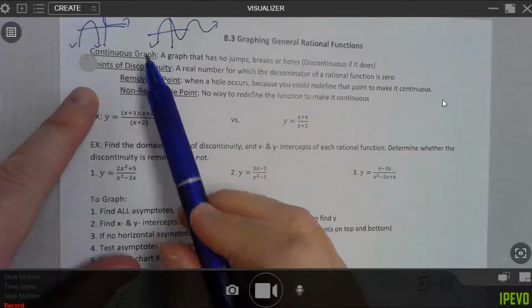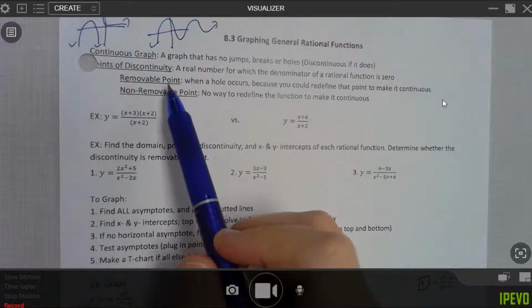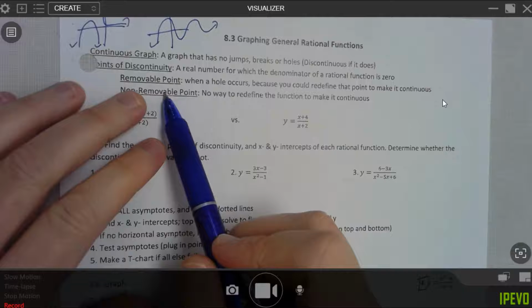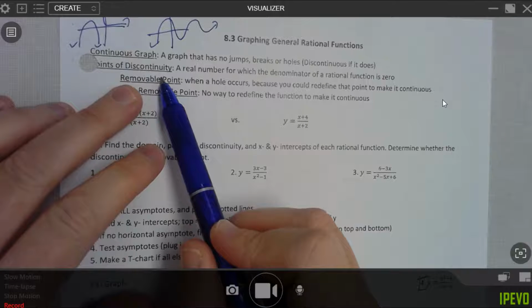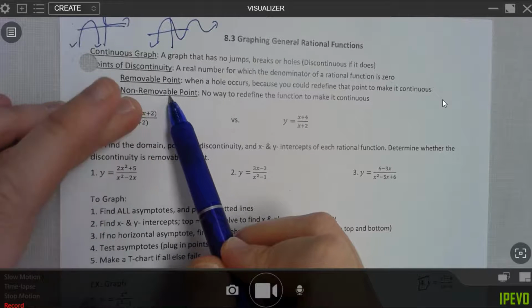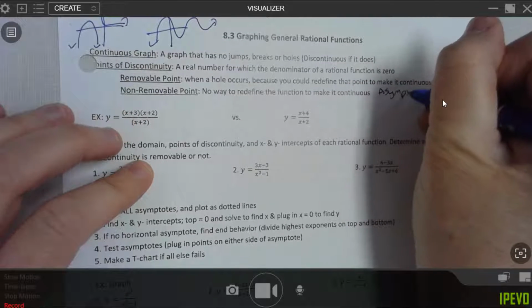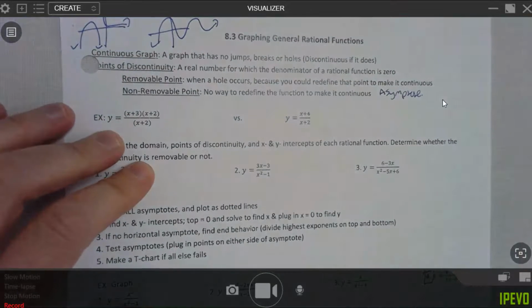So how do we find the points of discontinuity? There's two types of discontinuity you can have and that we can find algebraically. The first one is a point that removes. The second one is non-removable. We usually call this just an asymptote. So I have two examples to show you what it is.